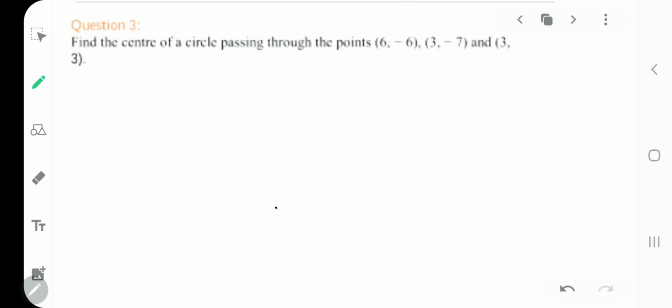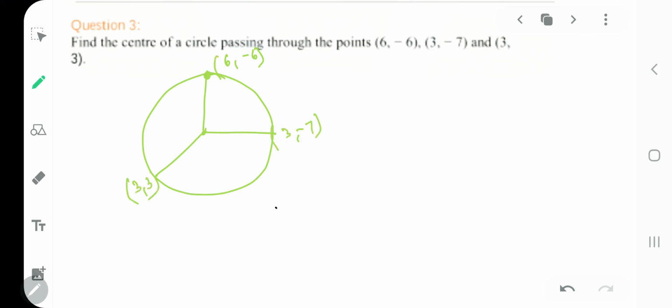Next we have: find the center of a circle passing through the points given to you. How will you find the center of a circle, my dear kids? Now if I have this as a center and these are the 3 coordinates, (6, -6), (3, -7) and (3, 3), these 3 coordinates are given to you. This is the center and the coordinates of the center are not given. So how will you find the coordinates of the center?